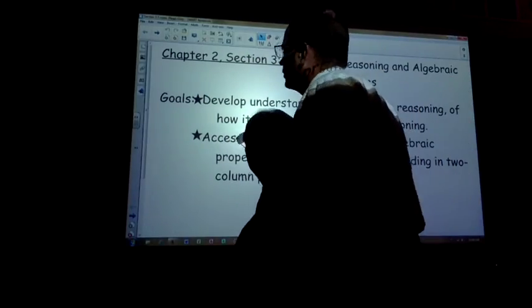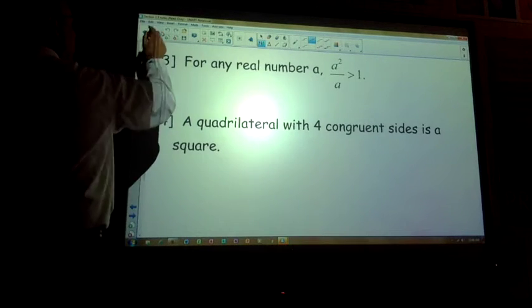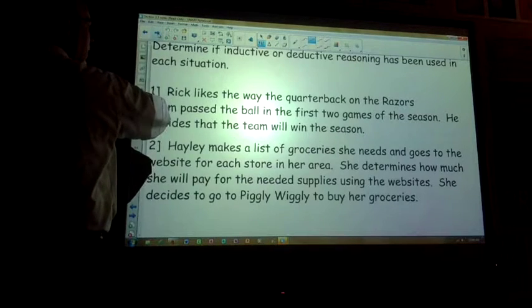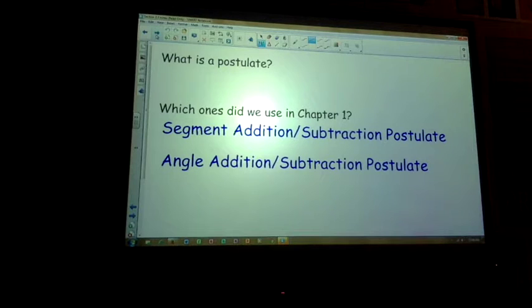Let's finish these notes. So we had gone through quite a few of these, but I'm going to get in there a little bit further. Did this, deductive reasoning, that. We did that, and I think that's where we stopped. And then we get into what is a postulate, and which ones did we use in chapter 1?